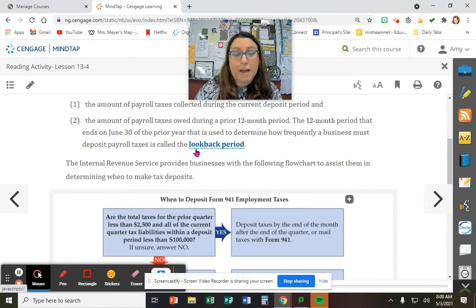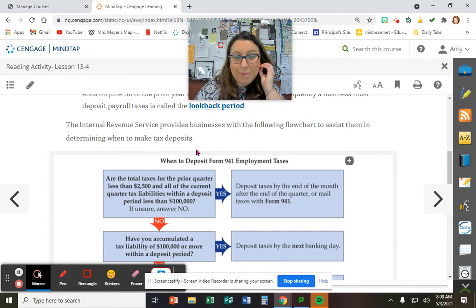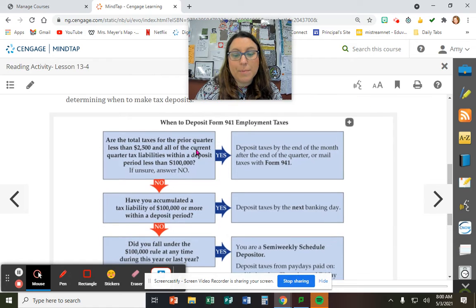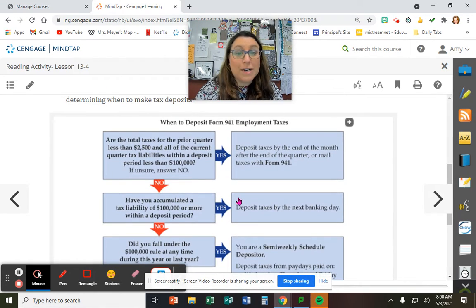So there's a look back period. And there's lots of rules in terms of when companies have to pay taxes. And I'll sum it up. This is a pretty elaborate chart here, but I'll sum it up. The more money that's owed to the government, the sooner the government wants the money. If you read this little flow chart, it says, are the total taxes for the prior quarter less than $2,500 and all of the current quarter tax liabilities within a deposit period less than $100,000? If yes, it says deposit taxes by the end of the month.